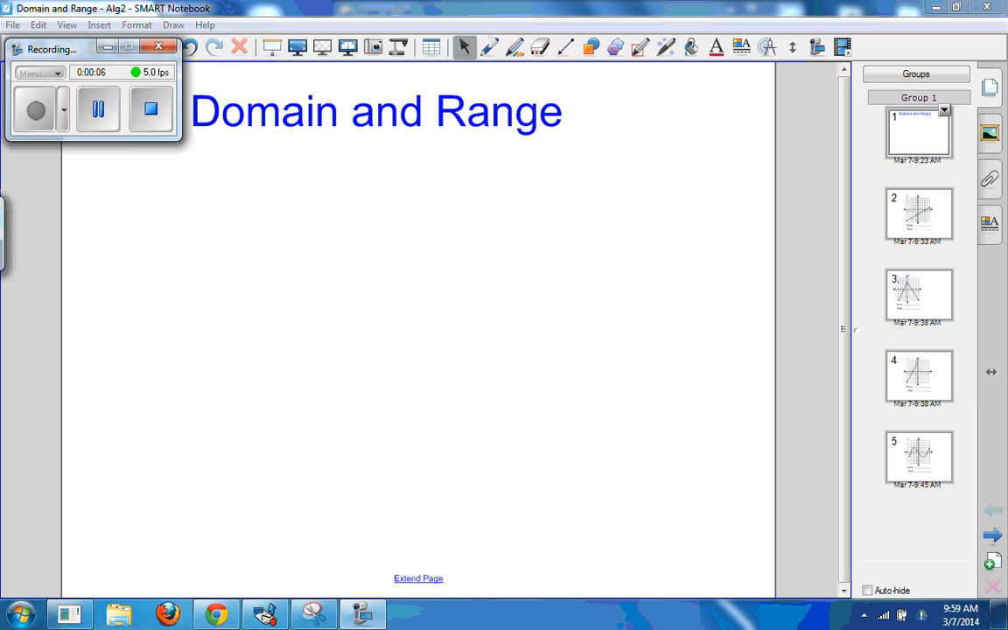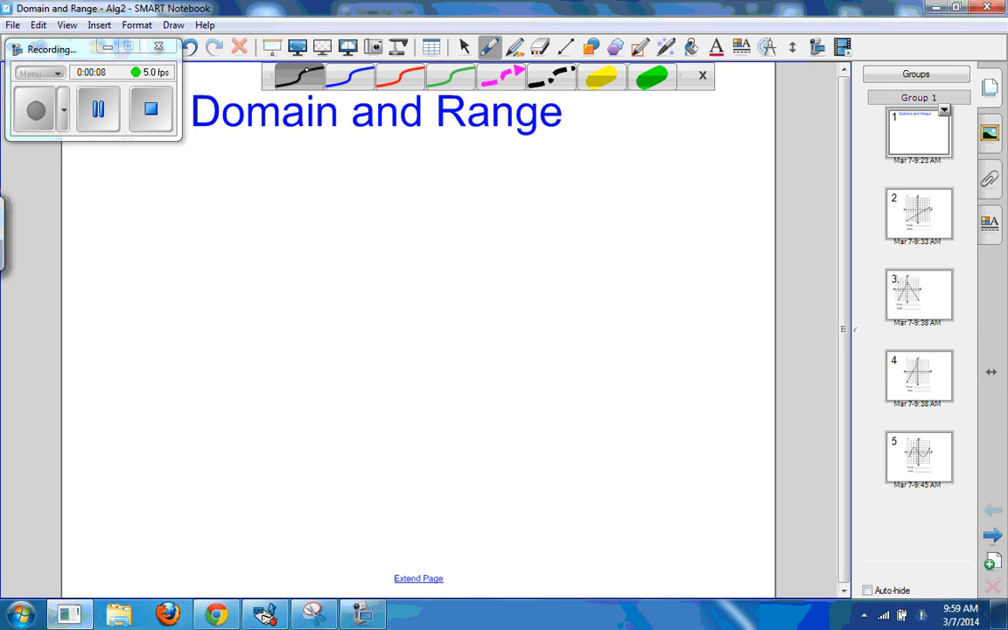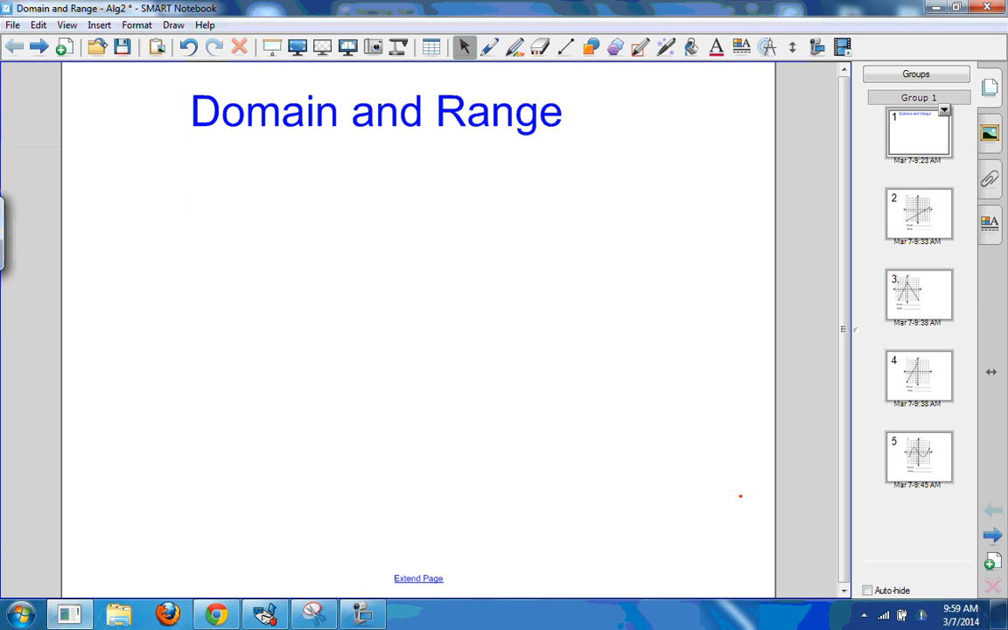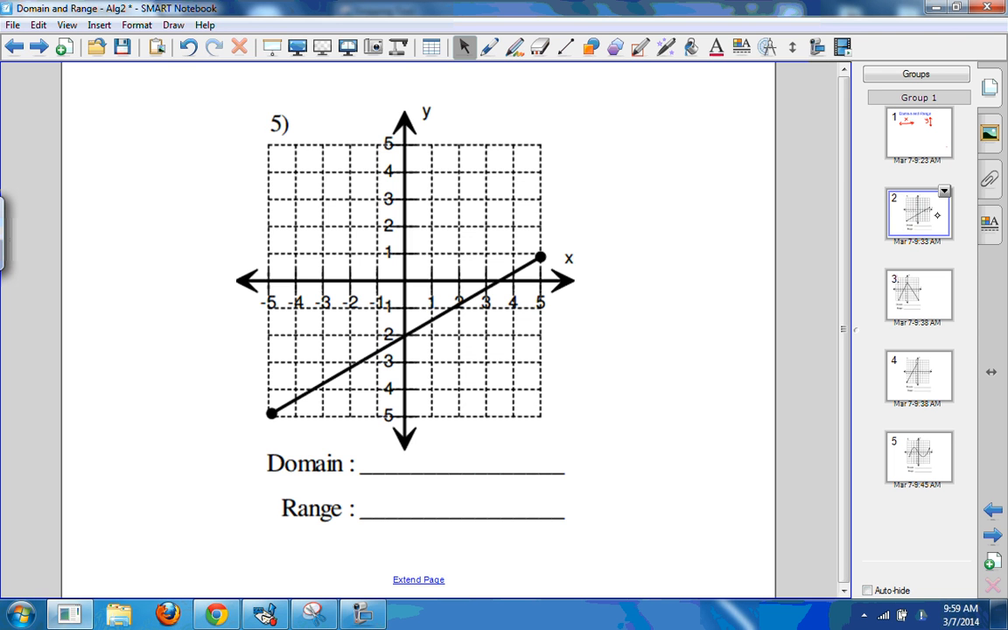Today we're going to take a look at domain and range. Domain and range is a pretty simple concept. It's just a fancy way of saying X and Y. So domain is all the possible X values or horizontal values in a graph, and the range is all the possible Y or vertical values. So let's look at a couple problems today.